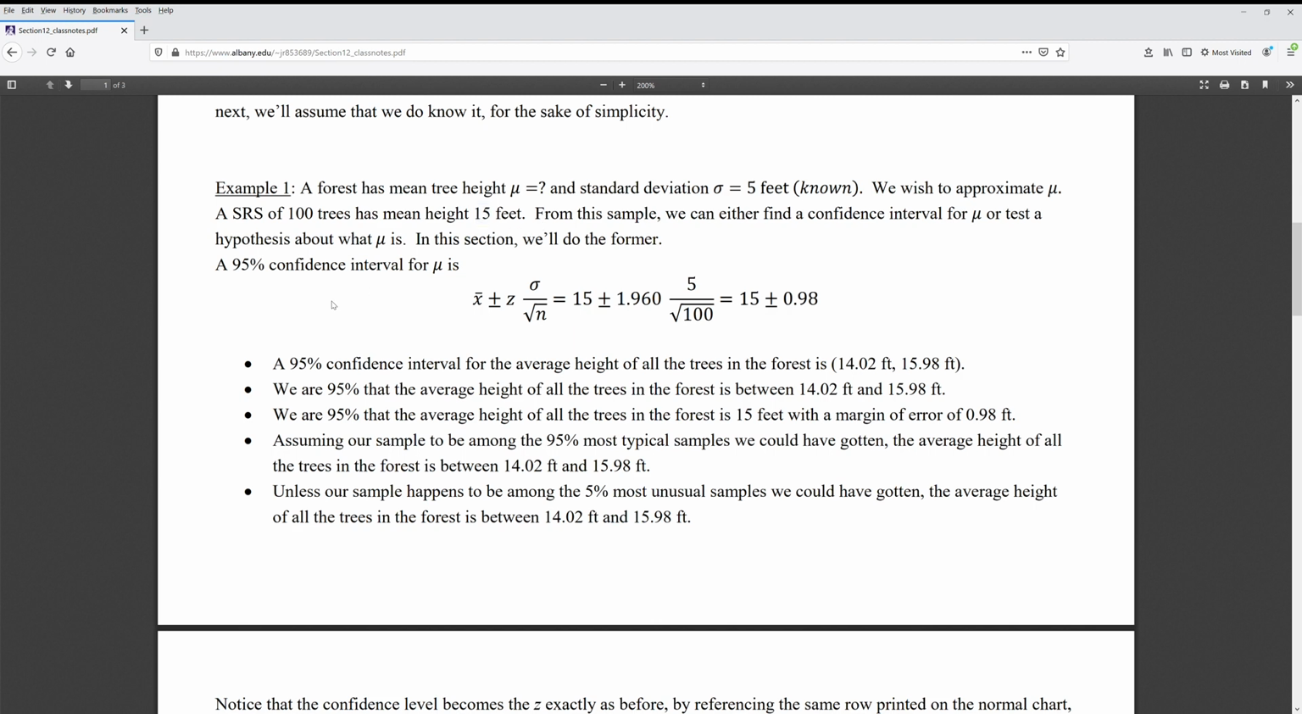Notice, by the way, that from the same information we can either find a confidence interval or we can test a theory, just as we did in Section 10 and 11. In this section, we'll talk about confidence intervals.